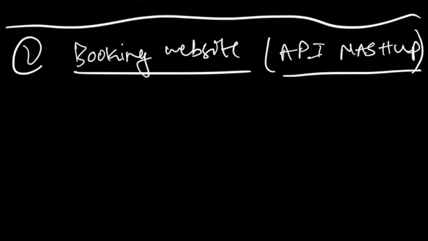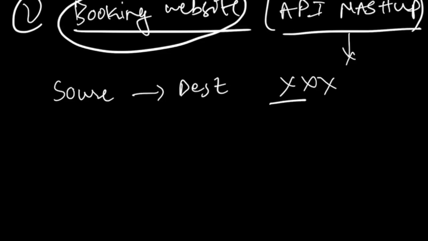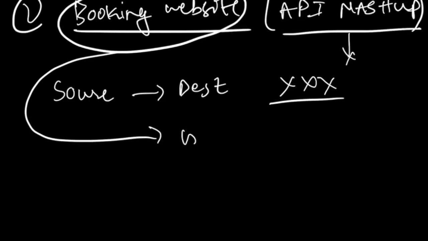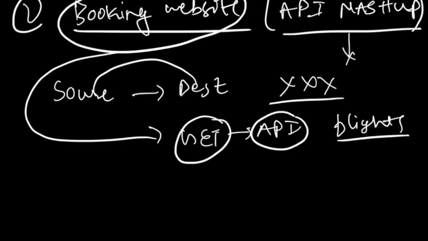Basically, let's say we'll take a booking website as an example. You want to go from source to destination on a specific date, and you go to a booking website and make a GET API call. Hey, I want to go from source to destination, and I need flights which are operating on so and so date, right? From this source to destination. So this is one API call you are making.